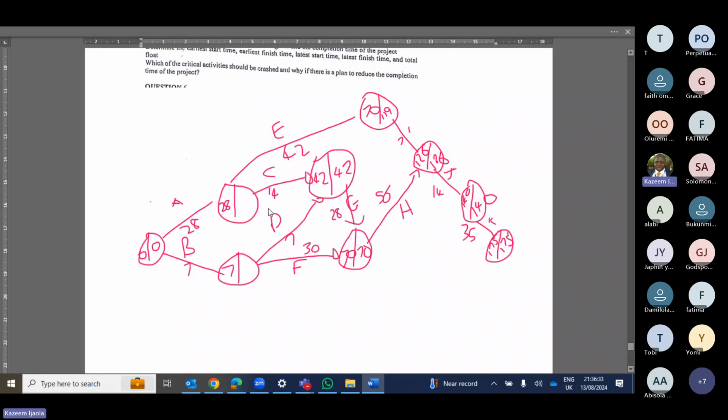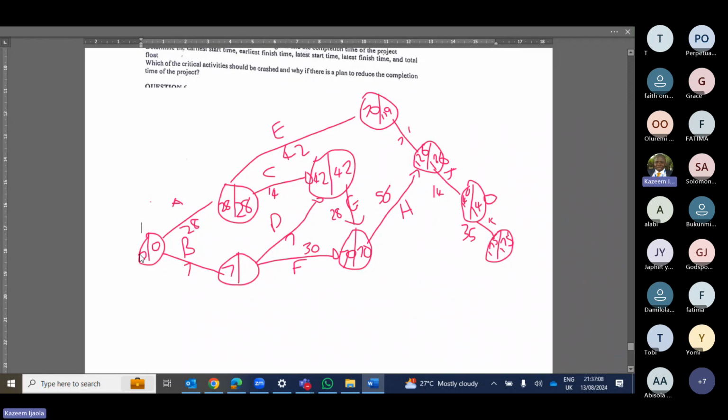Now, to know what we are going to put beside 28 here, we are going to compare. So 70 minus 42, what do we have? 28. 42 minus 14, what do we have? 28. It's the same 28, so you cannot say lower, just pick 28. 28 minus 28 comes back to 0. So we are done with this one.